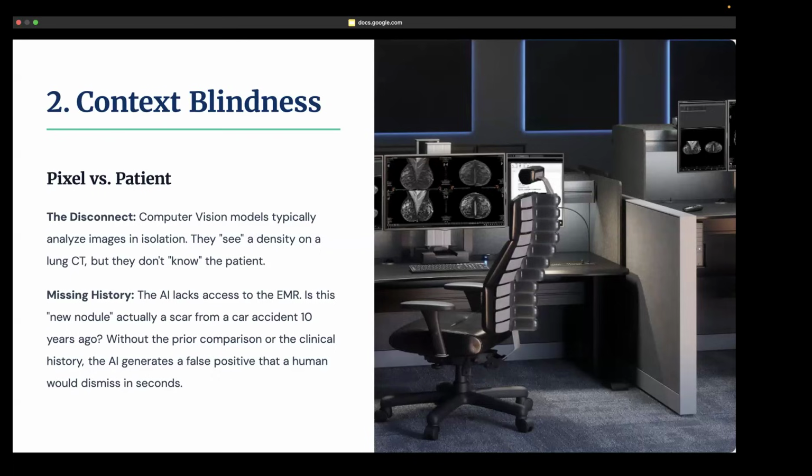So you need the prior comparison and the clinical history to be able to answer these questions, because these images are black and white images, and a mass looks very similar to a scar. So because of that, that's another limitation that AI has.